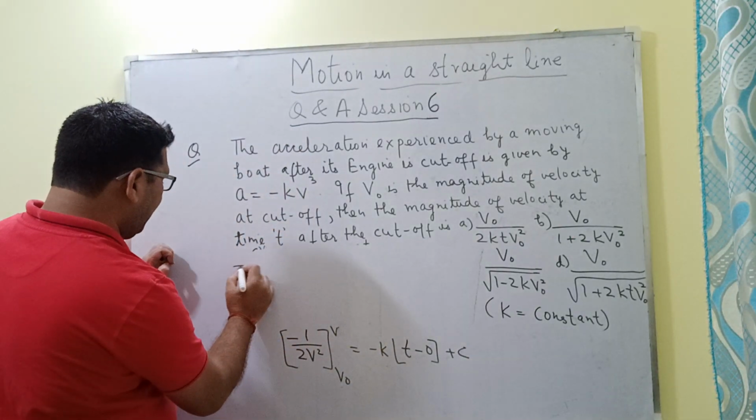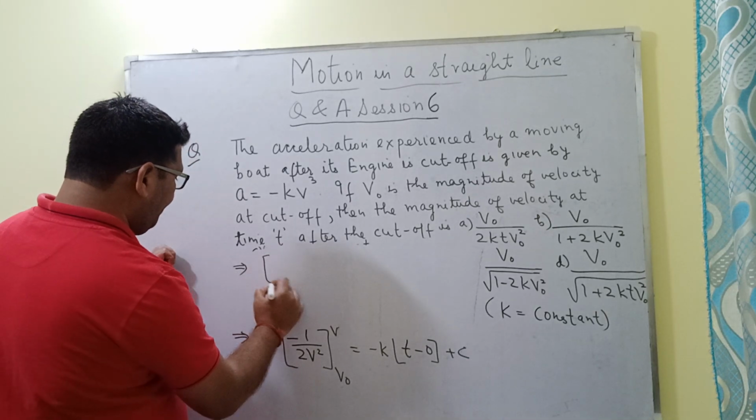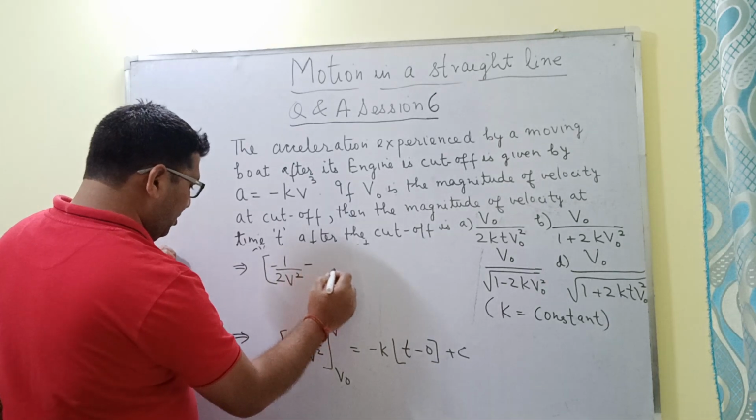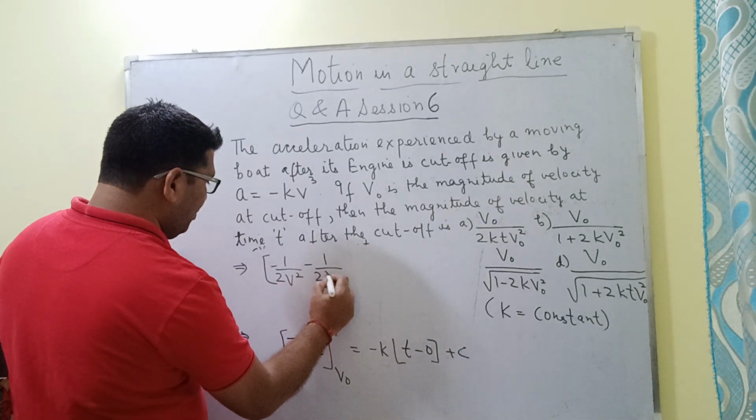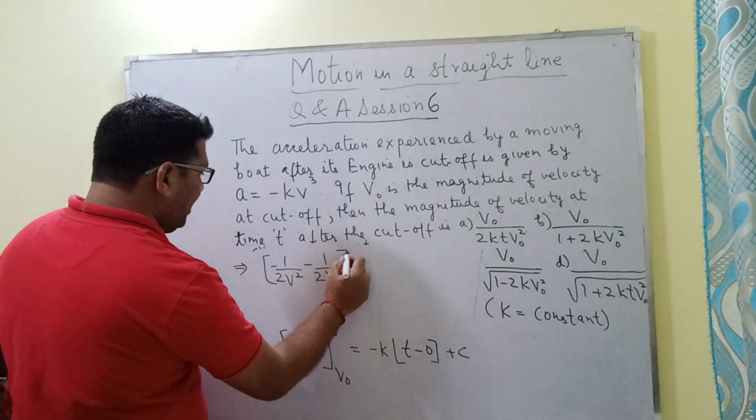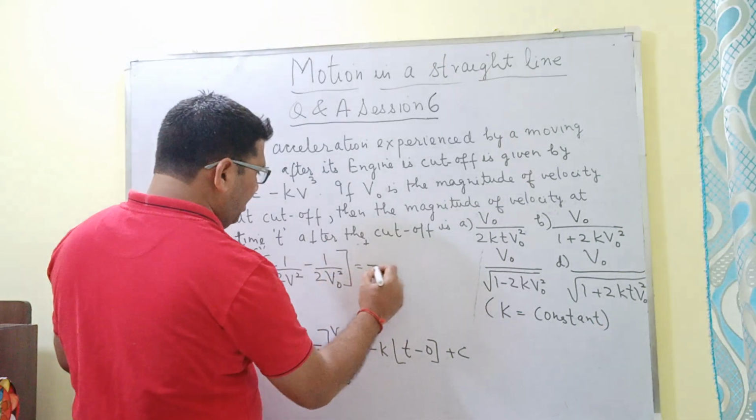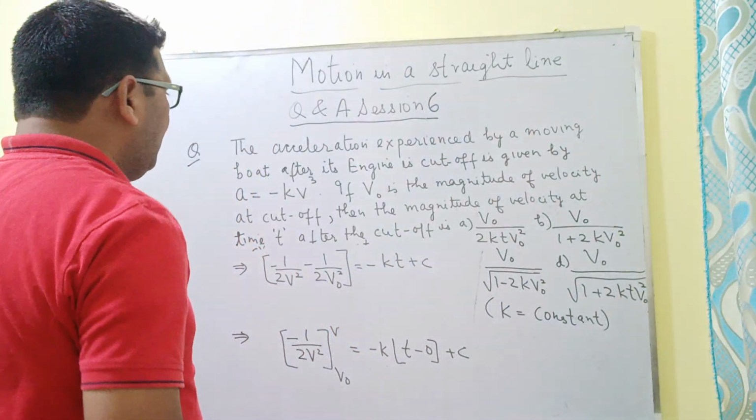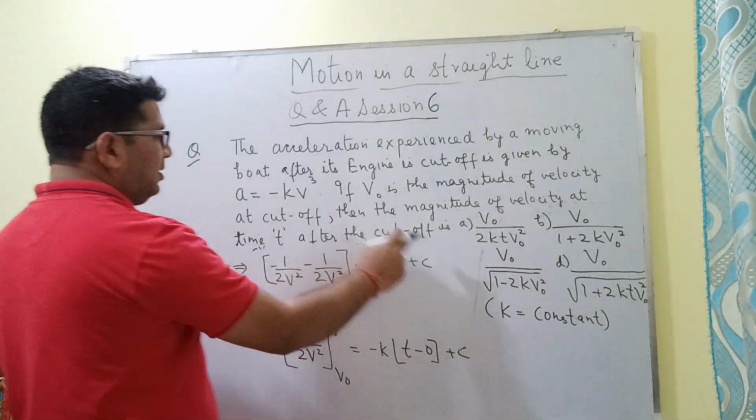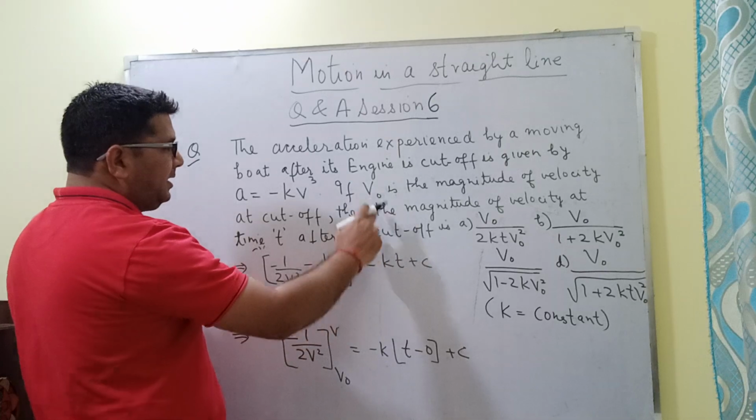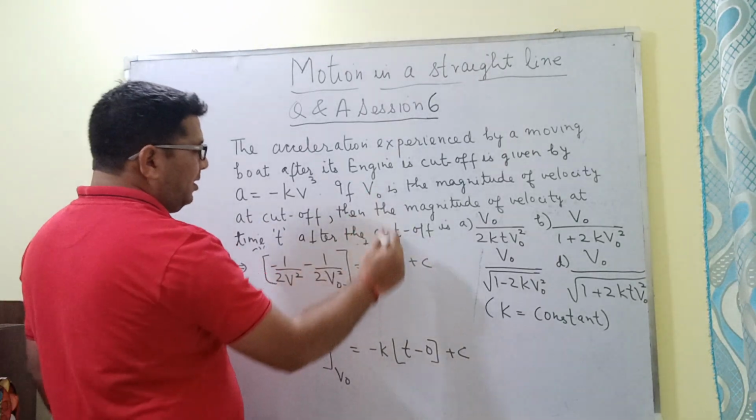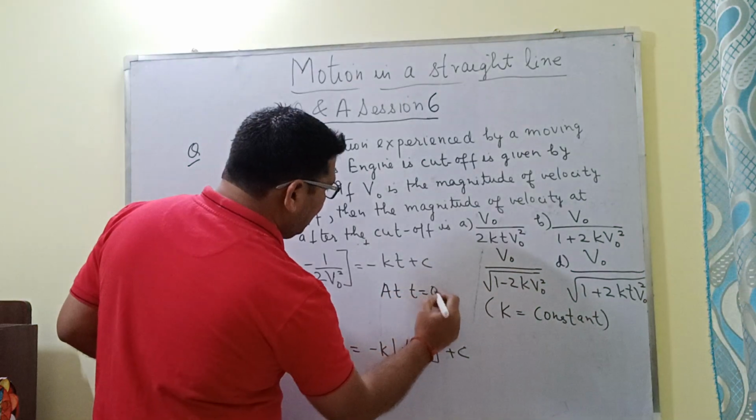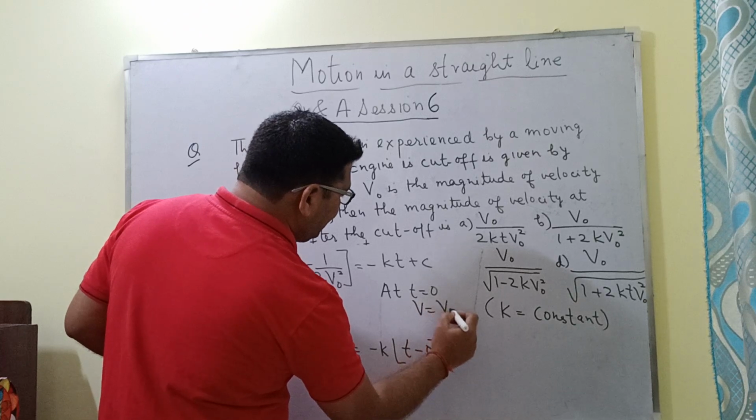So solving this, we will be getting, it implies that minus 1 by 2 v square minus 1 by 2 v naught square is equal to minus kt plus c, where c is the constant of integration. Now at t is equal to 0, we have seen that at t is equal to 0, v is equal to v0.